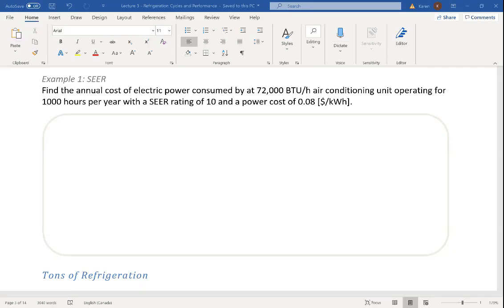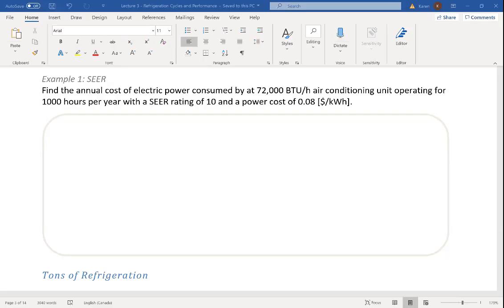So EER is efficiency at certain test values. Those are defined. Natural Resources Canada has publications of how you test the EER, and it's how efficient it is in those set conditions. That is typically used for window air conditioner systems. So you buy a window air conditioner system and it is rated with an EER.